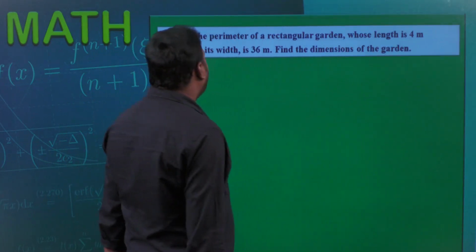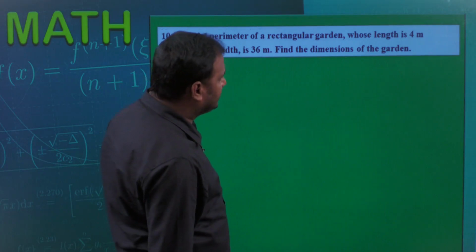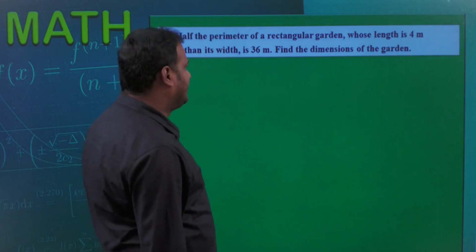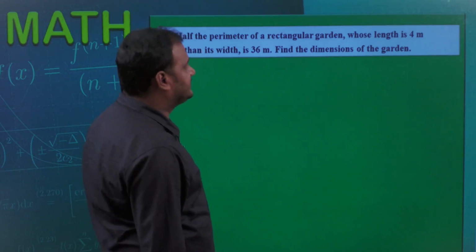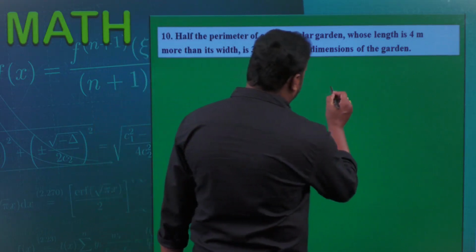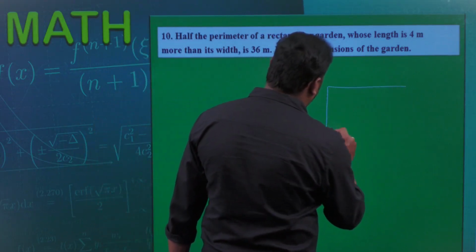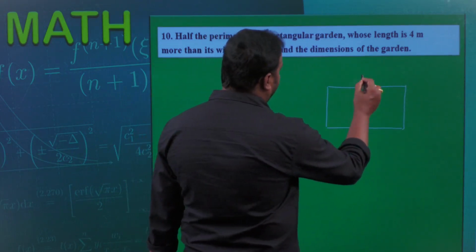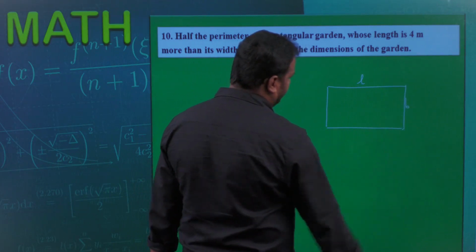Next. Half the perimeter of a rectangular garden whose length is 4 more than its breadth is 36 meters. Find the dimensions of the garden. I think this is one of the textbook problems, right? So here it is. This is the rectangular garden. This is the length and this is the width.